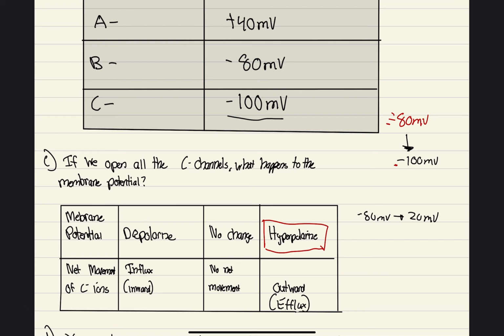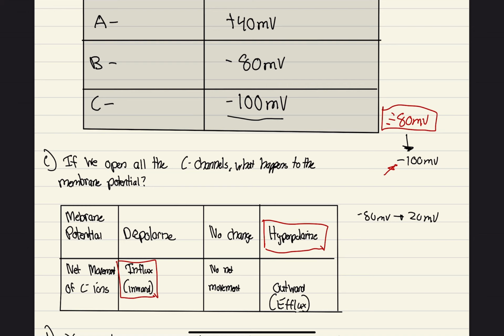Okay, so first off, we're trying to get to -100 millivolts, right? So the ions need to be going into the cell. If we start at -80, and we're trying to get to -100, more C ions will go into the cell to get it to -100. That's our goal. So it's an influx of ions.